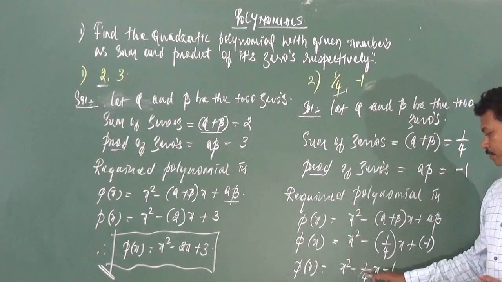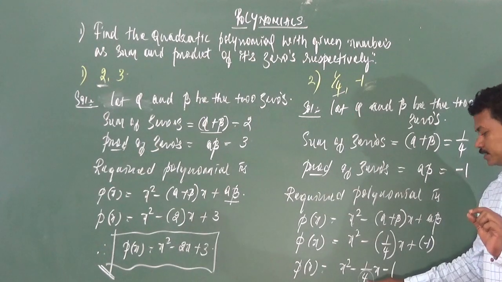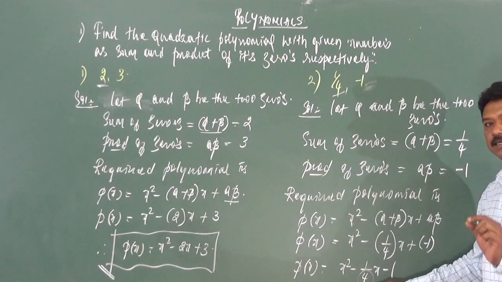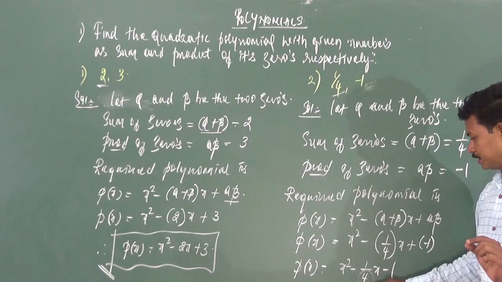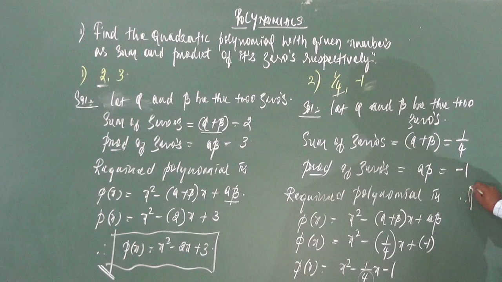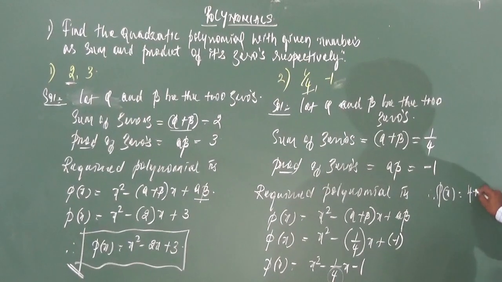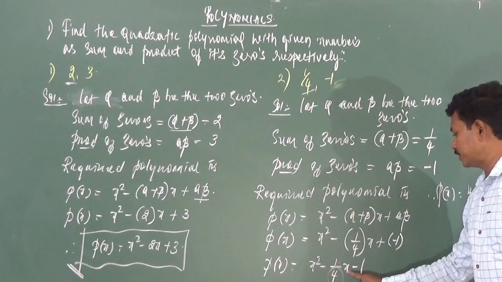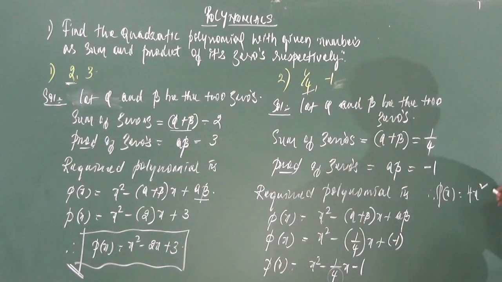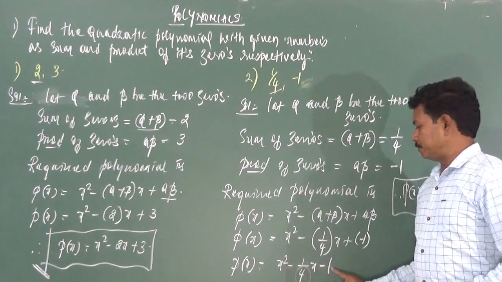So what is to be done? Look at the number in the denominator of the fraction, and just multiply that number to the entire polynomial. So therefore p of x is equal to 4 into x squared, which is 4x squared, minus 1 by 4 x into 4. So 4 and 4 cancel, so it is minus x. And 4 into minus 1 is minus 4. Very simple, nothing to worry. Just multiply the entire polynomial by 4.